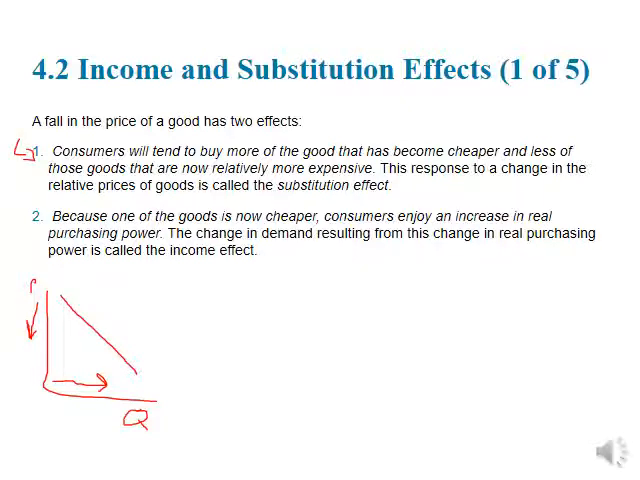The first one is the substitution effect. As a good gets cheaper, other goods are now relatively more expensive, so we're going to shift our consumption to that cheaper good. Keeping with the food and clothing example we were talking about earlier, I'll graph out a little mock of our price consumption curve. As clothing got cheaper, we bought more and more clothing relative to food.